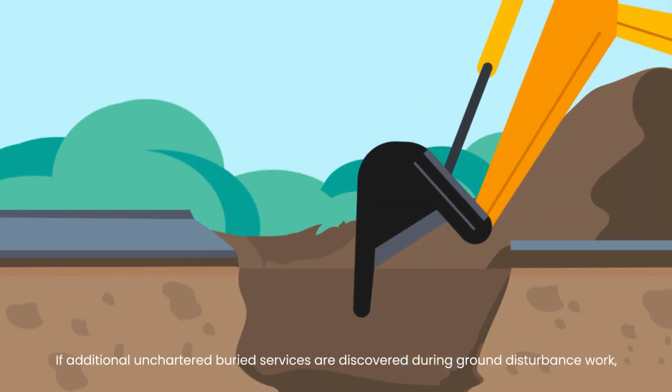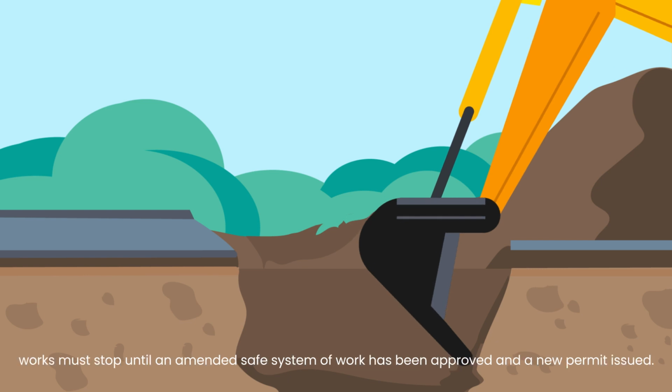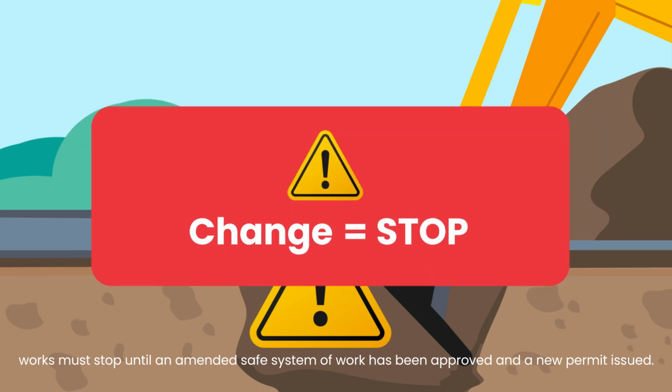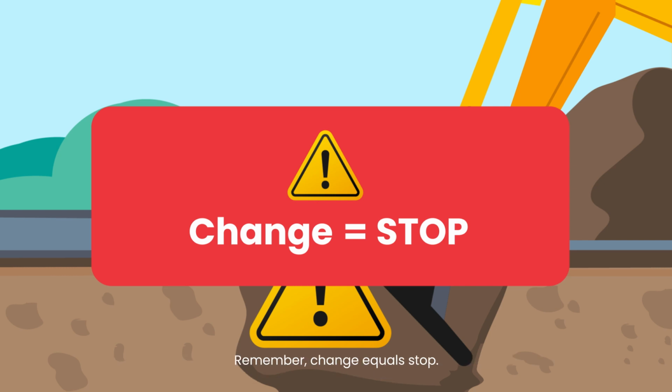If additional uncharted buried services are discovered during ground disturbance work, works must stop until an amended safe system of work has been approved and a new permit issued. Any environmental or excavation changes shall be documented on inspection of excavation register FMHS090. Remember, change equals stop.